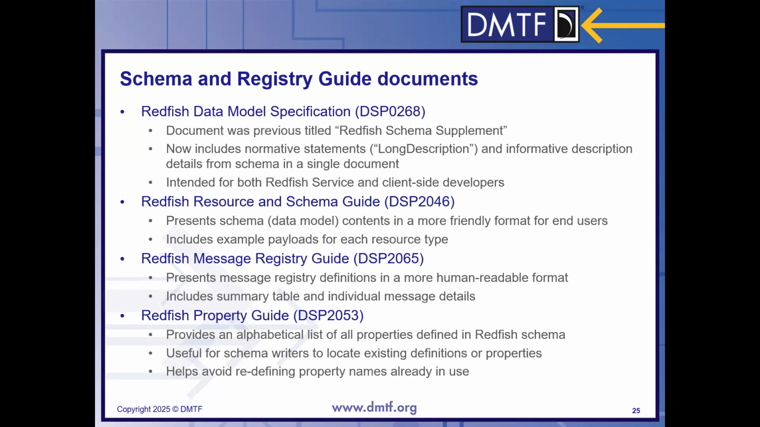Lastly, we have the Redfish Property Guide, DSP 2053, which is intended primarily for people who author schemas. And it provides an alphabetical list of every property defined anywhere in a Redfish schema, and makes it very useful to locate existing definitions or properties, and helps us to avoid redefining property names that are already in use.